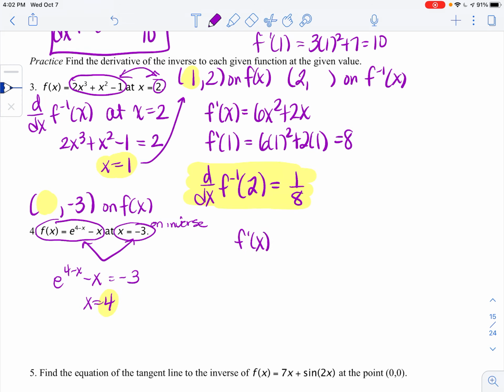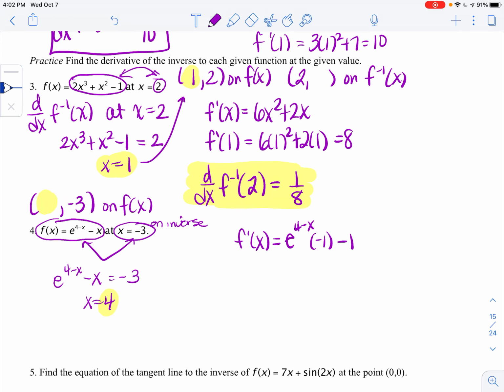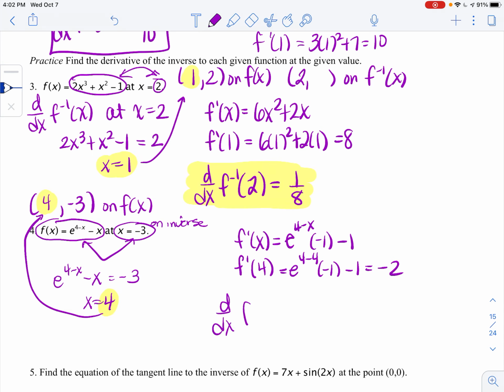So for f prime of x, I have to do the derivative of e to the 4 minus x, so that's e to the u du times minus 1, because the derivative of negative x is minus 1. And I want to evaluate it at the value you just solved for. The real x is 4. So e to the 4 minus 4 times -1 minus 1 comes out to be -2. And then your final answer, the derivative of f inverse at -3 is the reciprocal, -1/2. And one more time, it's not negative reciprocal, it's just reciprocal.